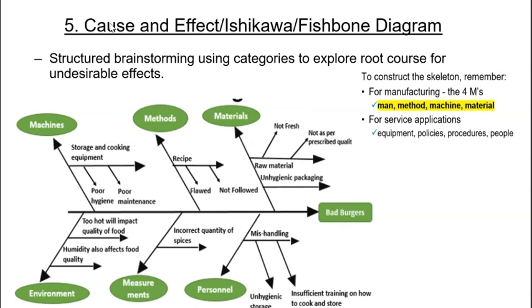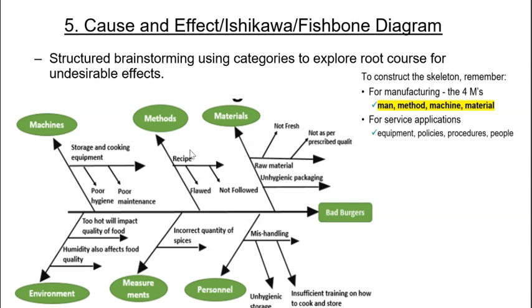And the fifth one is the cause and effect diagram, also known as Ishikawa or fishbone. Okay, it's a structured brainstorming, in which it can explore what are the root causes. Usually the fish head here is the effect, what happened. So in this case, they have bad burgers in the restaurant.